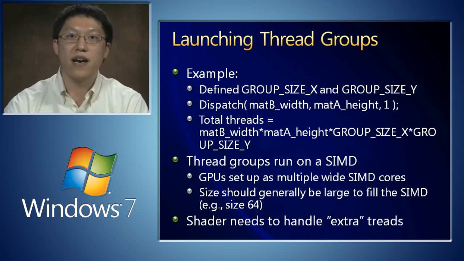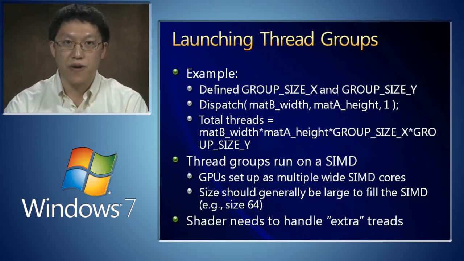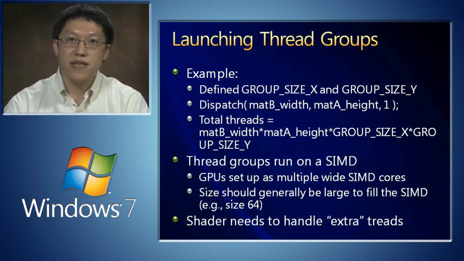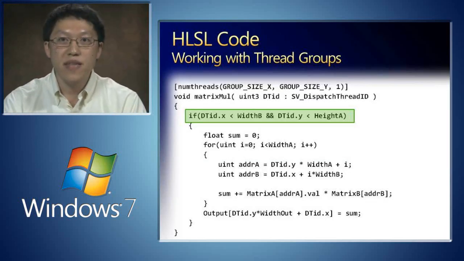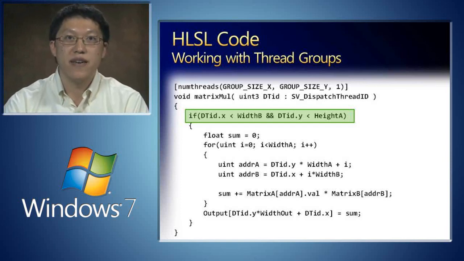Now thread groups run on a SIMD, and if you know a little about the GPU, they're set up as multiple wide SIMD cores. That means when you set the thread group sizes, you generally want to fill the SIMD, something with a size of 64, for example. That means if you have a weird number of threads that you need to handle, then you need to handle these extra threads. So to illustrate what I mean, I have the shader's code that I replicated here from before.